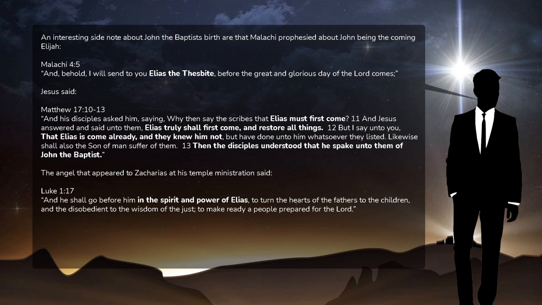The angel that appeared to Zacharias at his temple ministration said, Luke 1 verse 17. And he shall go before him in the spirit and power of Elias, to turn the hearts of the fathers to the children, and the disobedient to the wisdom of the just, to make ready a people prepared for the Lord.